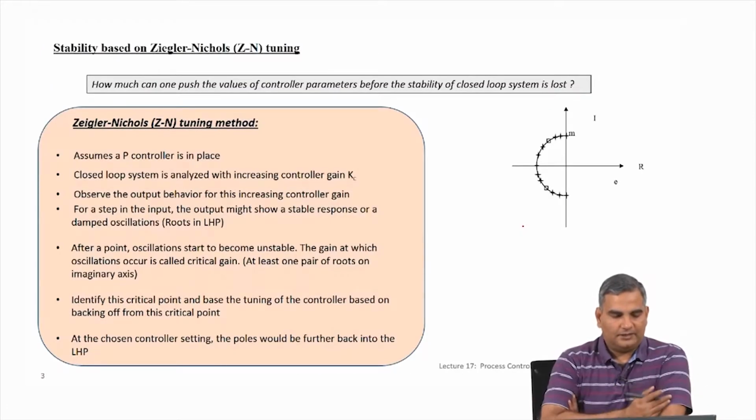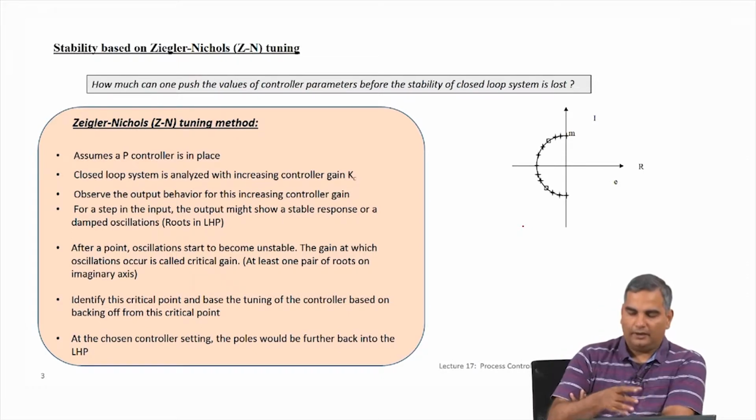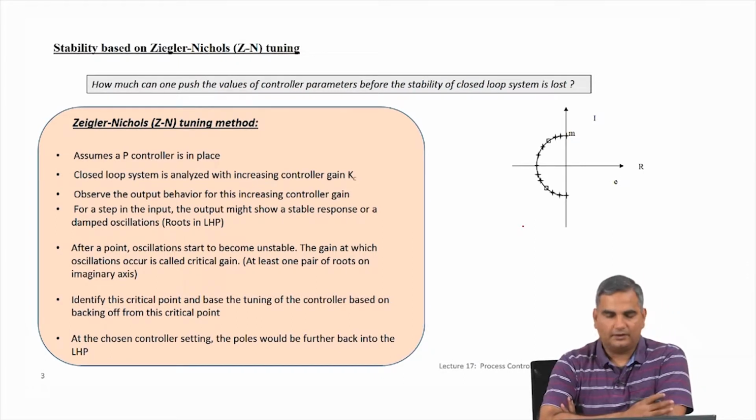So, as I mentioned before, the question that we are asking is how much can one push the value of the controller parameters before the stability of the closed loop system is lost. Okay, that is the question that we are asking first for Ziegler-Nichols tuning. So, I am going to present the approach in terms of, let us say, a method that you do in terms of a series of steps, and I will show you what is the mathematical equivalent of these series of steps that we talk about.